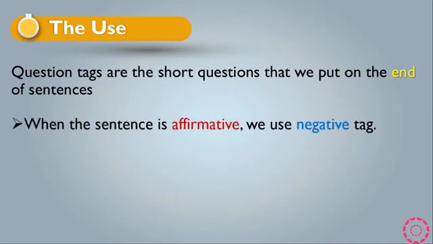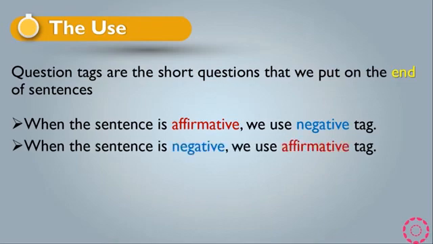When the sentence is affirmative, we use a negative tag, and when the sentence is negative, we use an affirmative tag. So if the sentence is affirmative, then the question tag will be negative, and if the sentence is negative, the question tag will be affirmative. So they are vice versa, or we can say they are opposite to each other.